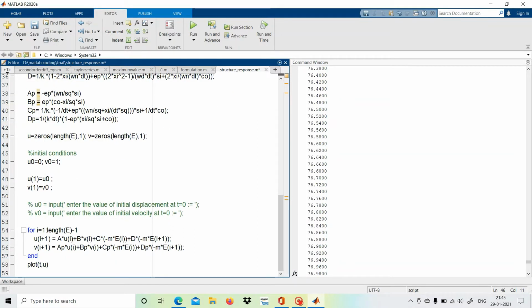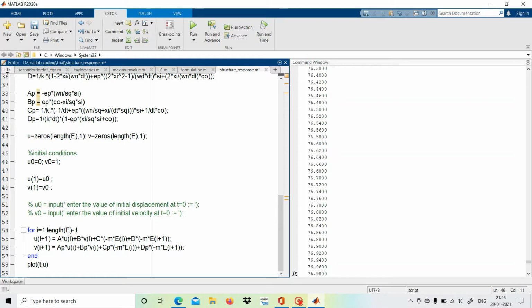So now u of 1 means the first value stored here would be u0, and v1 would be v0. It would execute for i equals 1 to length of e minus 1. So for i equals 1, u of i plus 1, that is u2, so it will calculate u2.